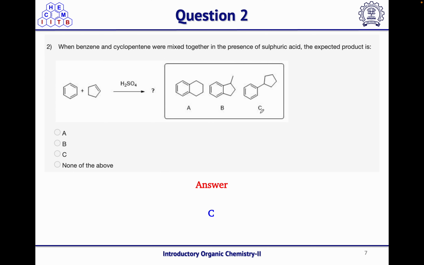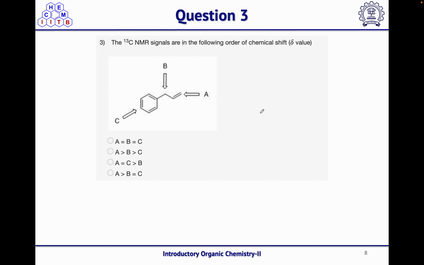Now I will move forward towards question number 3. What is question number 3? The 13C NMR signals are in the following order of chemical shift value, delta value, and they have given some options. So this is carbon A, this is carbon A, this is carbon B, and this is carbon C. They have given 4 options, that the chemical shift value is like A equal to B equal to C, A greater than B greater than C, A equal to C greater than B, and A greater than B equal to C. Now let us see what is the criteria that distinguishes the chemical shift value.